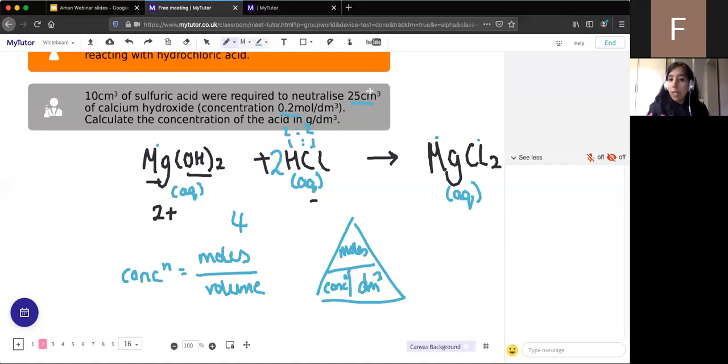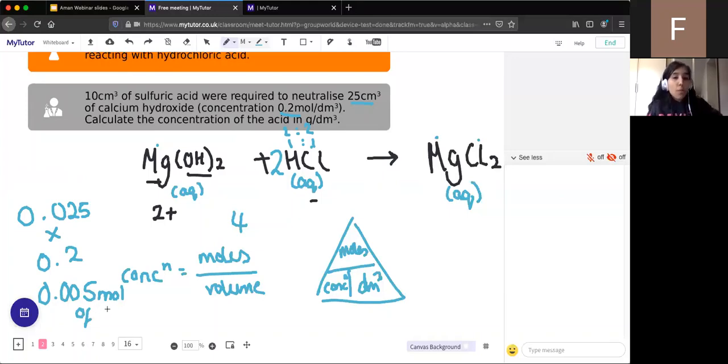So remember, to convert to decimeters cubed, we divide by 1,000. So that would be 0.025. We then multiply by the concentration, which is 0.2. And if you do that on the calculator, you will get the number of moles of calcium hydroxide. So that will give you an answer of 0.005, and that's the number of moles of calcium hydroxide.